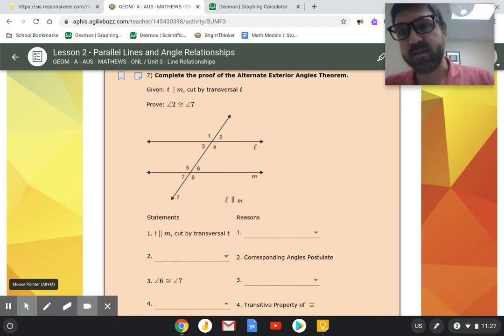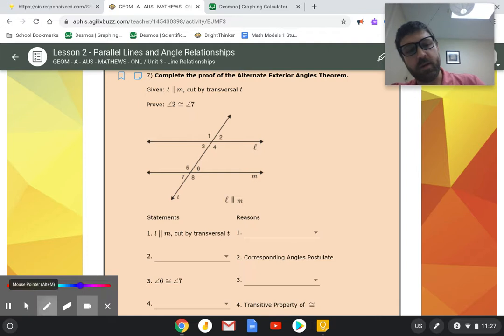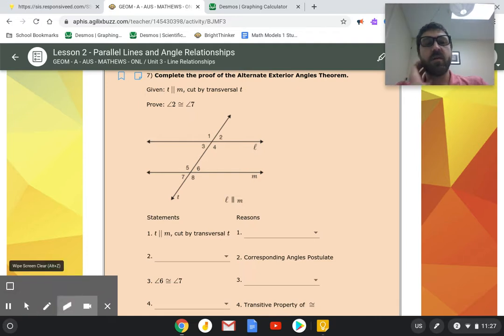So I told you in the past I do the proofs with you, so we're going to walk through this together. So let's get into that mindset, but we know we're going to be looking at the alternate exterior angles theorem. So it says we have given L is parallel to M, and it's cut by transversal T.